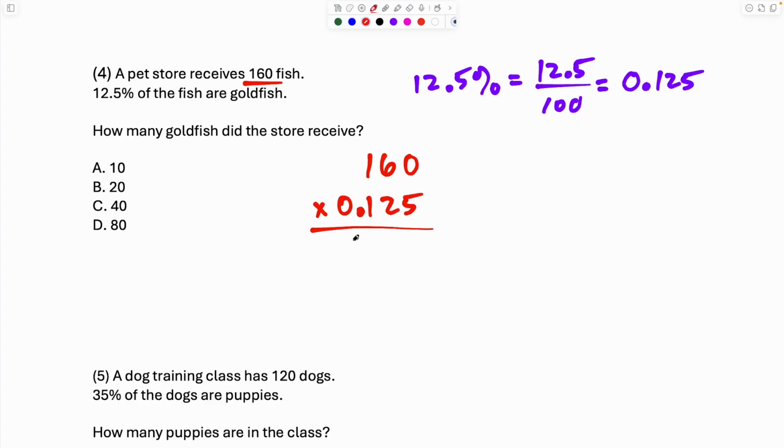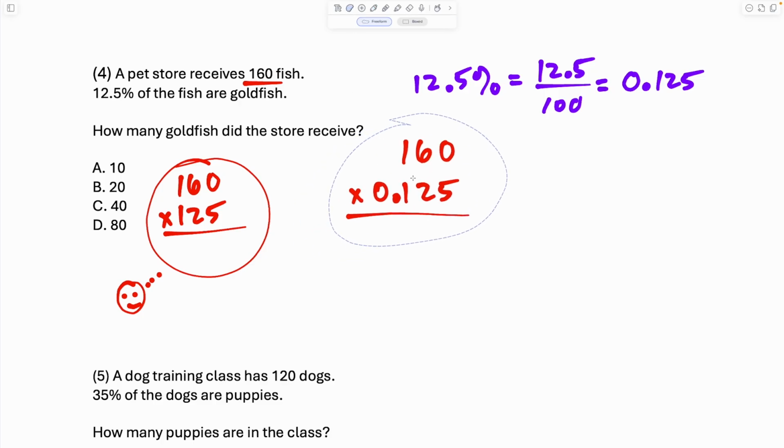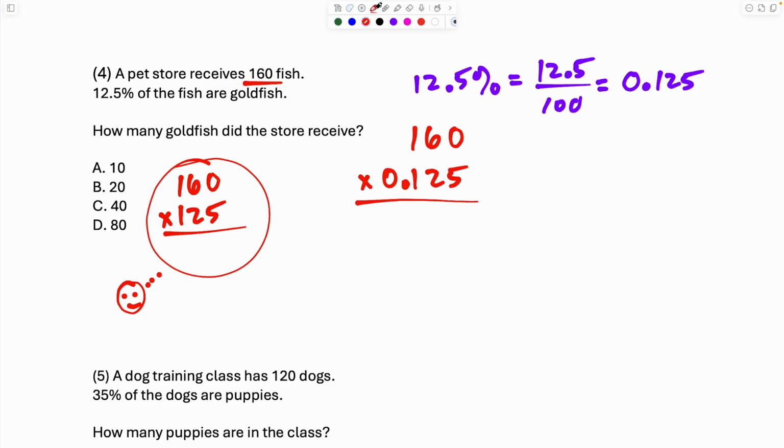0.125. Now, when I do this, my thought process before I get started, I just pretend that I am multiplying 160 with 125. And then I worry about the decimals at the end. So I see here that there are 3 digits after the decimal. So then I'm just going to move the decimal 3 spaces to the left when we're done. And I'm just going to move this up here so we have some space. So now let's get started.